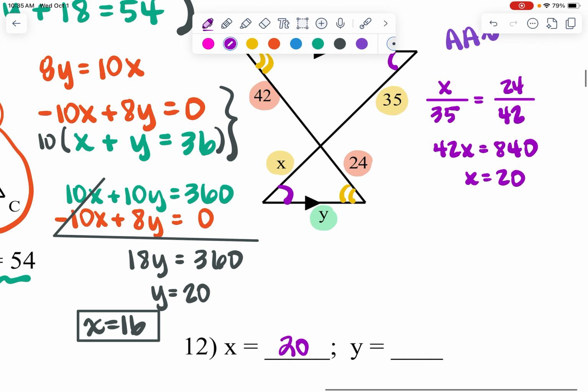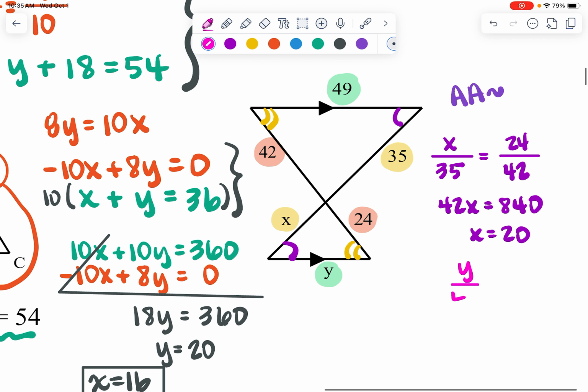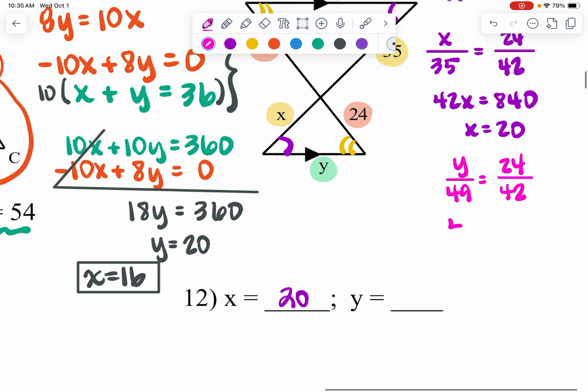And then, of course, I'm going to do the same thing for y. Y corresponds to 49, and I'm going to use that same 24 to 42. Again, I'm going small to big triangle, so just keeping that consistent. All right, so let's see. I'm going to get 42y equals 1176. I divide by 42 and I get 28 for my answer for y.